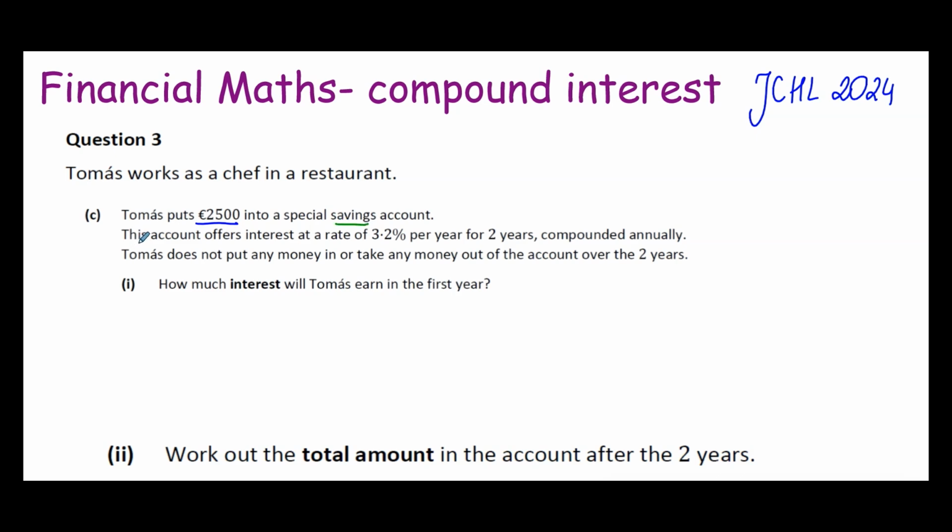So we are told that this account offers interest at a rate of 3.2% per year for 2 years, compounded annually. Thomas does not put any money in or take any money out of the account over the 2 years. Now, very important, once we see that word compounded, anything that has to do with compound interest, here we are talking about compounded annually. Straight away, we need to think about our formula for compound interest.